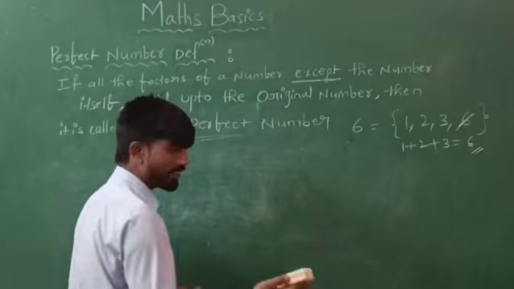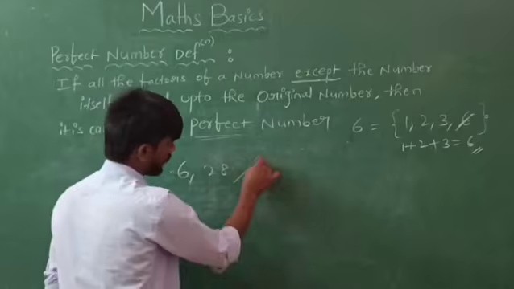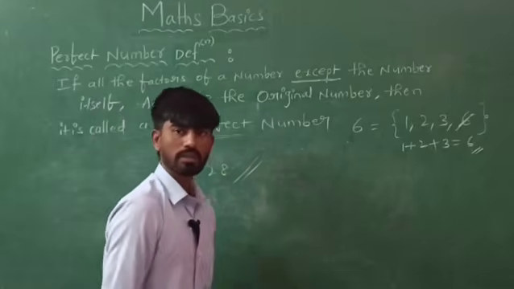So from 1 to 50, the perfect numbers are 6 and 28 only, 2 numbers only. Thank you.